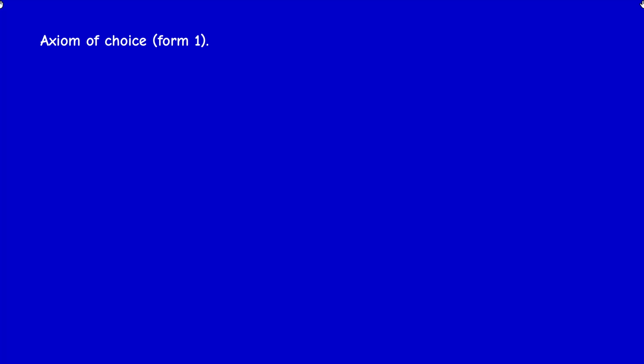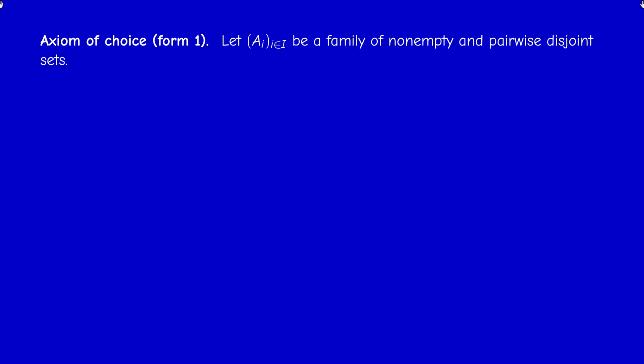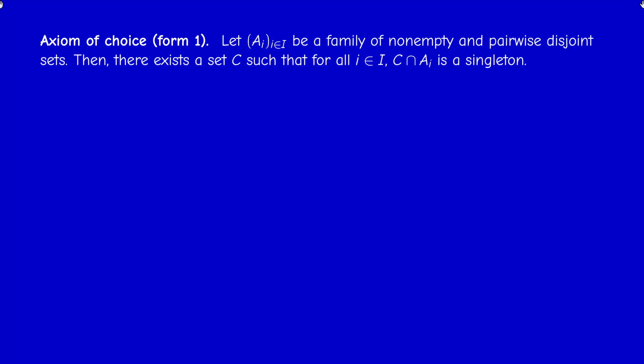So there are 3 forms of the axiom of choice. Form 1, the most common, states the following. If we have an arbitrary collection of pairwise disjoint and non-empty sets A_i, then we can select exactly one element from each set. So this selection actually forms a new set that we call C. So there is a new set called C that intersects each set of this collection in just one point.